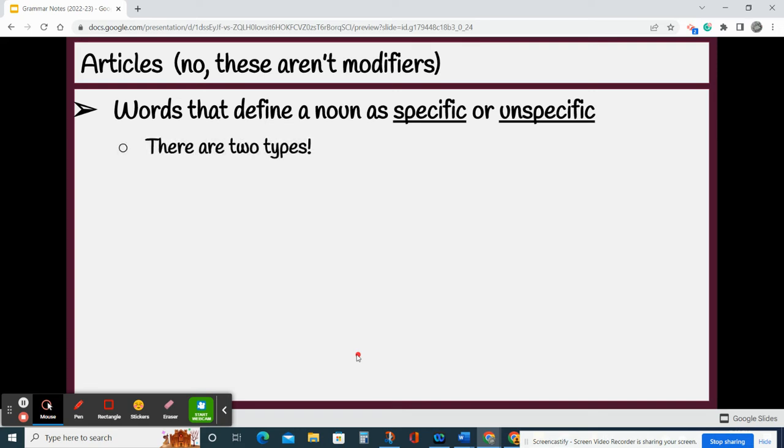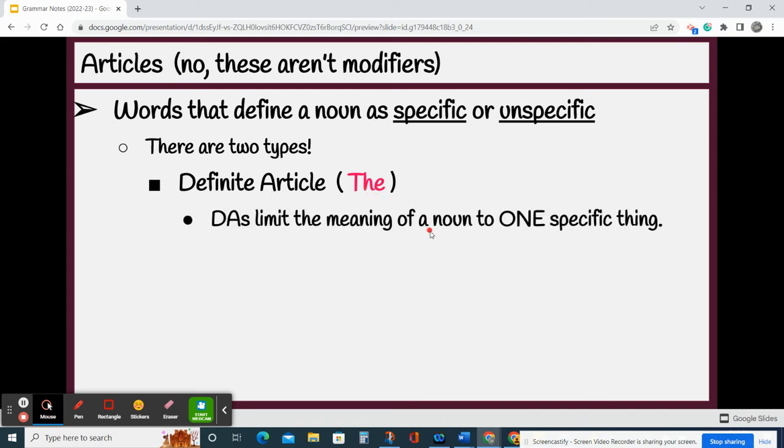So there's two different types here as well. We have the definite article, which is the. I kid you not, the word the is a definite article. So definite articles limit the meaning of a noun to one specific thing.